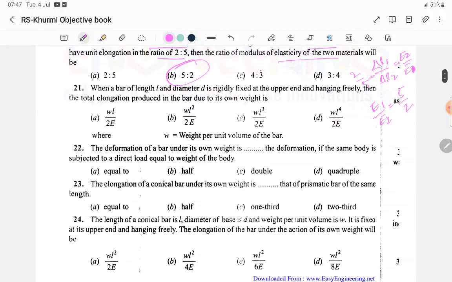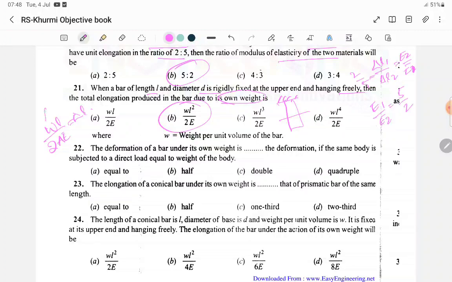When a bar of length L and diameter D is fixed at the upper end like this and hanging freely, what is the total elongation produced in the bar by its own weight? You have to remember this question, they will ask you. The answer is wL square by 2E. How do we get it? The elongation produced by the body's own weight, delta L, is capital WL by 2AE.